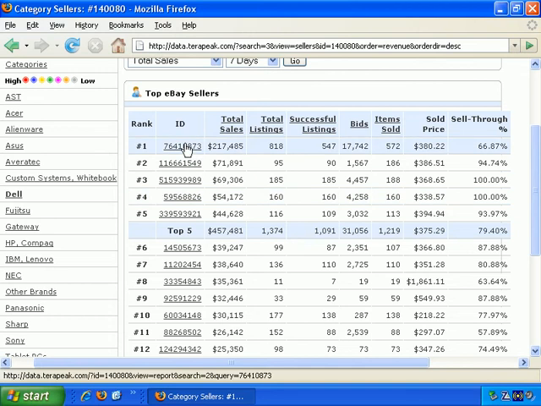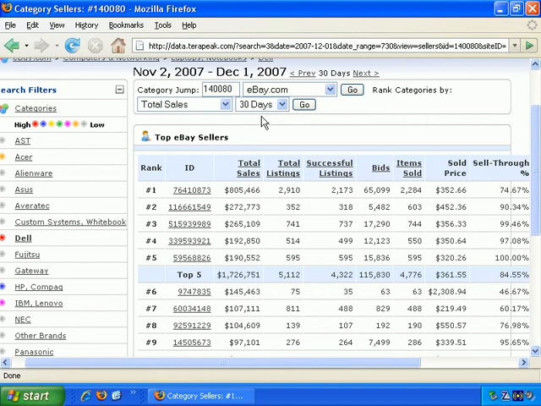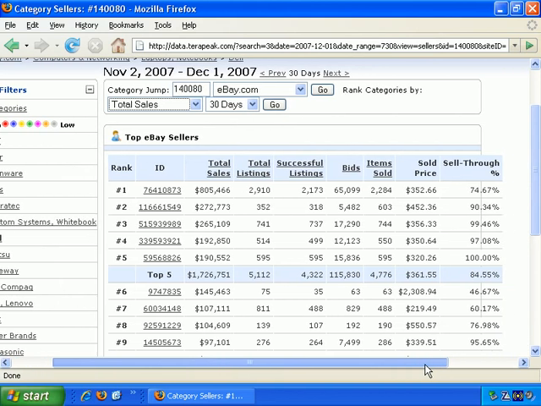It gives you their eBay ID and lists them. And again, you can also sort these columns by total sales, total listings, and so on. Okay, number one, total sales $217,000 during a 7-day period. Let's actually change that to 30 days. Okay, so I've changed the information we're seeing to a 30-day period, and you can also change the value here, but it doesn't appear to have any effect on the information presented in the table.